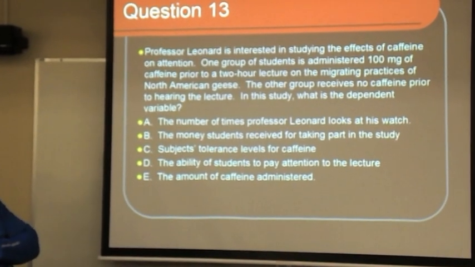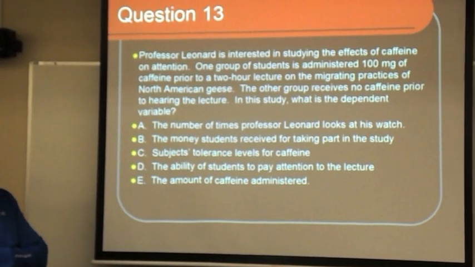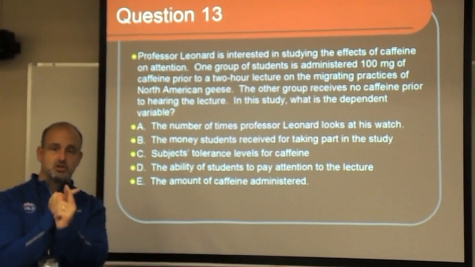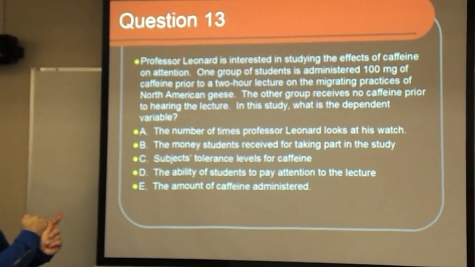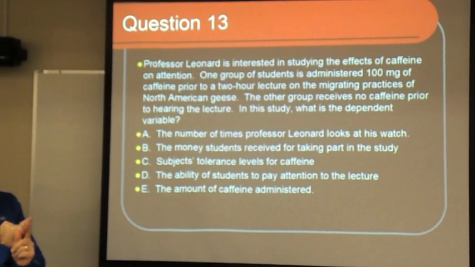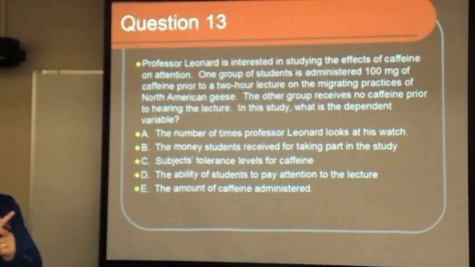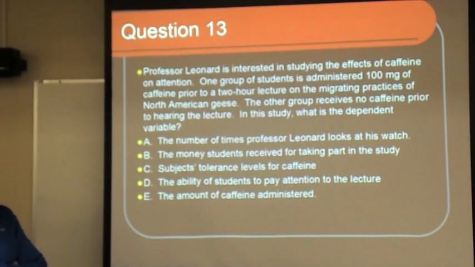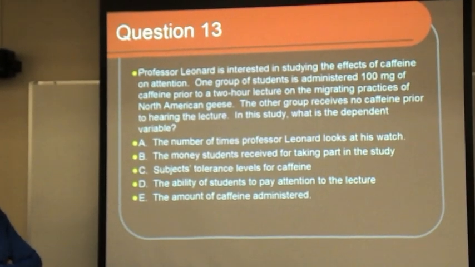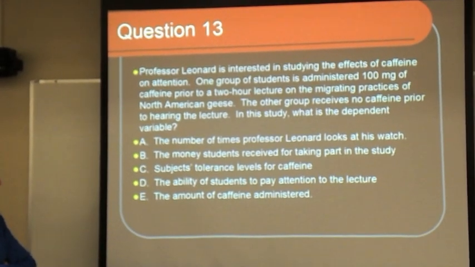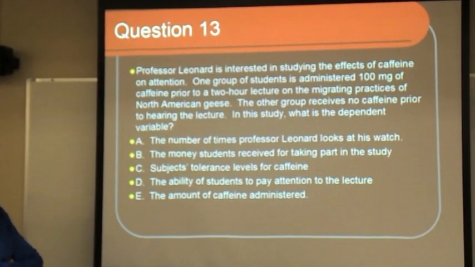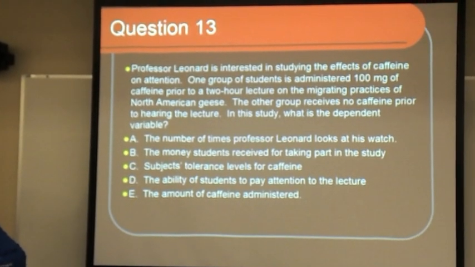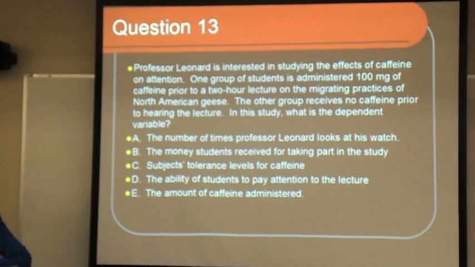In this study, this is what they're asking. What is the dependent variable? Now, this is how you answer. The dependent variable is your measurement. It's your measurement variable. We already know that he was interested in the effects of caffeine. There's your independent variable. So how is he going to prove the effects of caffeine? When you look back over the question, how is he going to measure it? I think most of you got this one pretty quickly now. The number of times Professor Leonard looks at his watch, the money students receive for taking part in the study, subjects' tolerance levels to caffeine, the ability of students to pay attention to the lecture, the amount of caffeine administered.